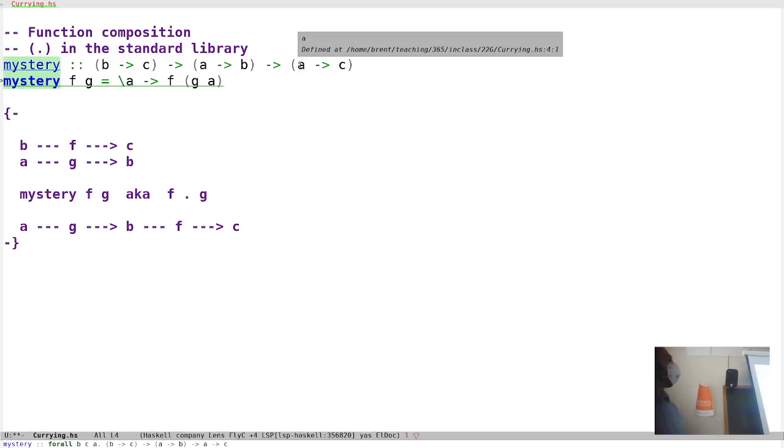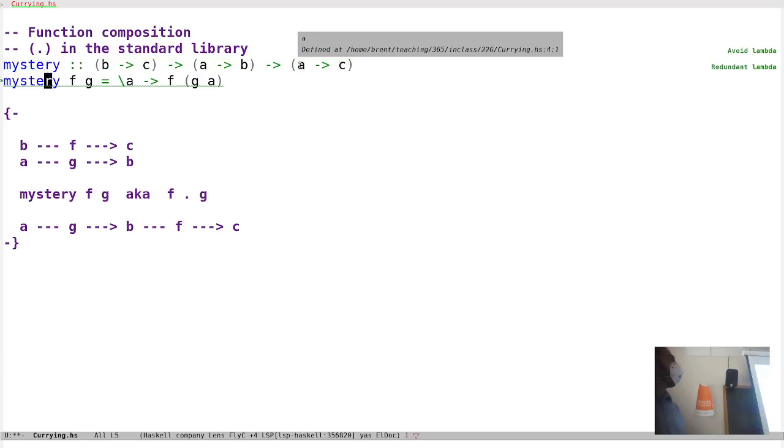So we've said that this is the type of mystery, right? So it's a function that takes two arguments and returns something. It takes one argument, which is this B to C, and then a second argument, which is this A to B, and then the return type is A to C. Does that make sense?